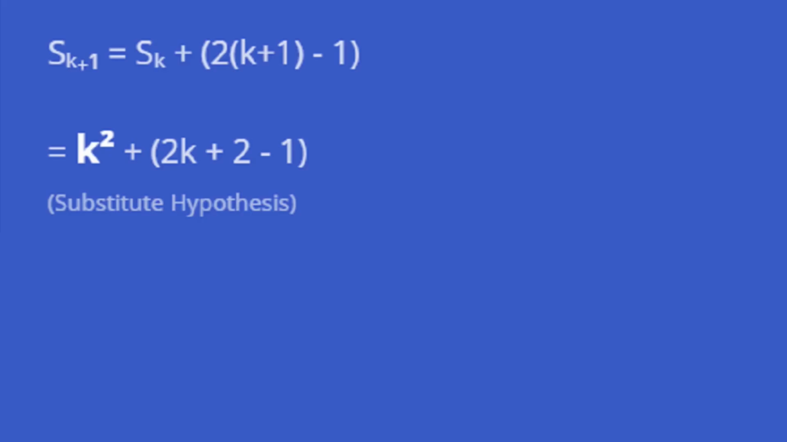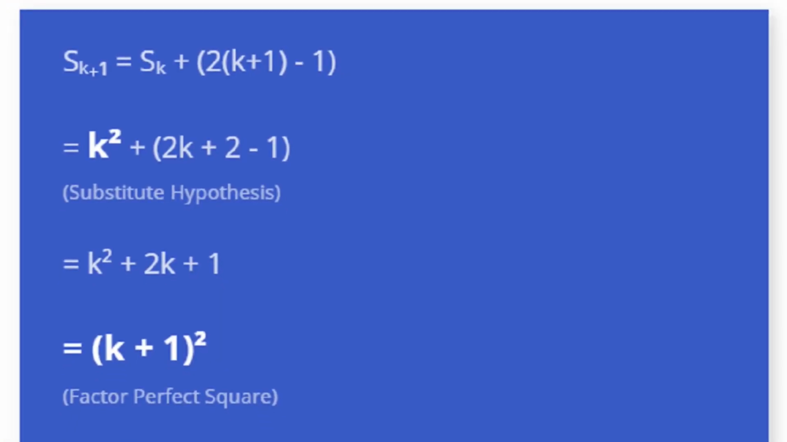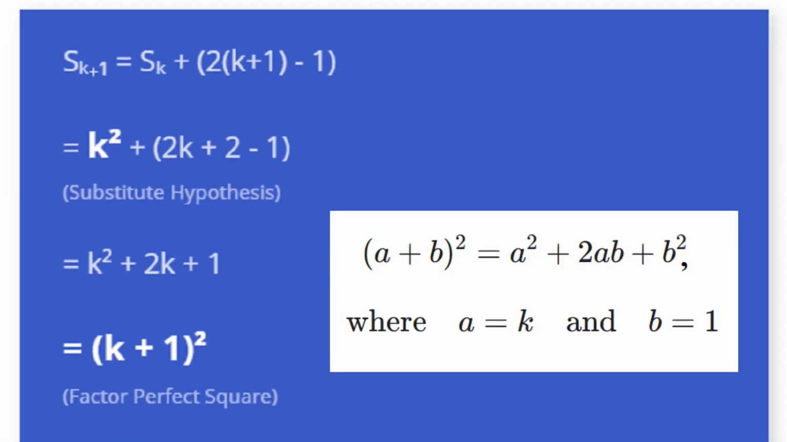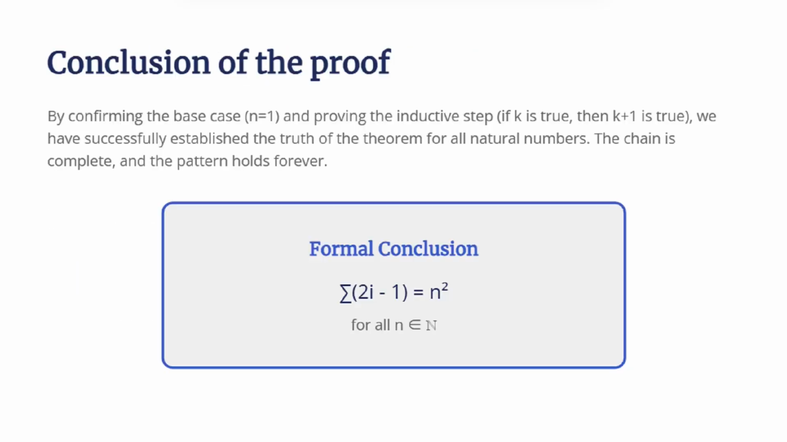Now, what does that mean? This means that the entire sum equals k squared plus 2k plus 1. And what does this formula remind you of? To me, it looks like the next square. Now, if you want to verify it, you can use the formula that (a plus b) squared equals a squared plus 2 times a times b plus b squared, where you can say that a equals k and b equals 1. So there you go. We've proven that it works for k plus 1. So we've proven the last third step. And this means that we've proven the whole theorem with mathematical induction.